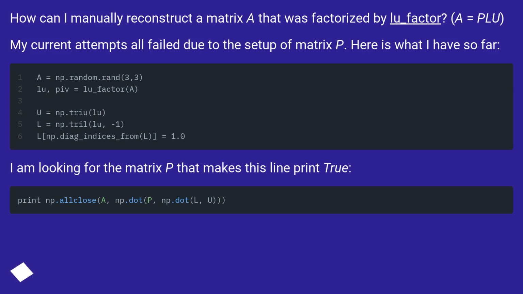Here is what I have so far. I am looking for the matrix P that makes this line print true. Any hint, link, or suggestion is appreciated.